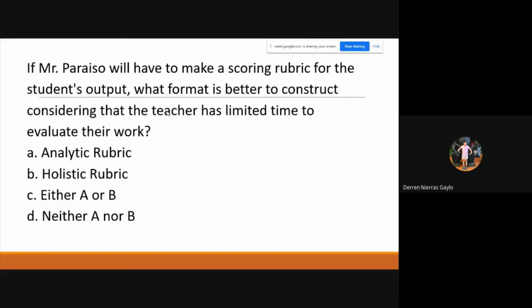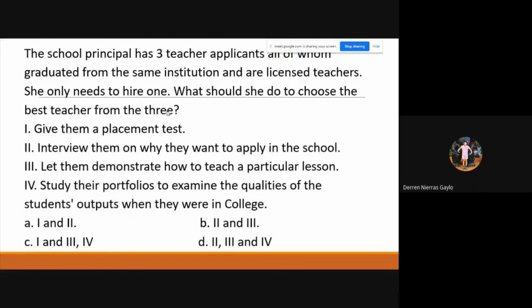The school principal has three teacher applicants, all of whom graduated from the same institution and are licensed teachers. She only needs to hire one. What should she do to choose the best teacher from the three? Give them a placement test, interview them, let them demonstrate, study their portfolio. If you are the principal, take note they are licensed teachers already, so there's no need to give them a placement test. You just have to interview them, let them demonstrate, and then look into their portfolio. Therefore, it's 2, 3, and 4, letter D.